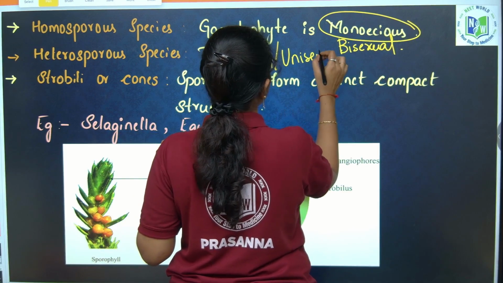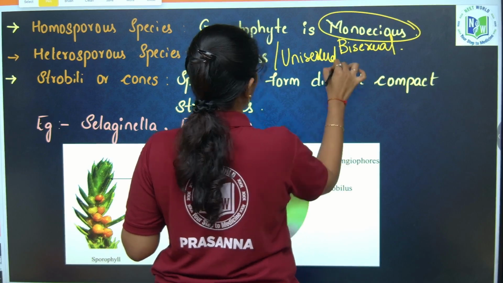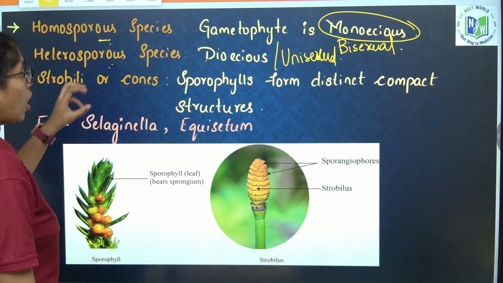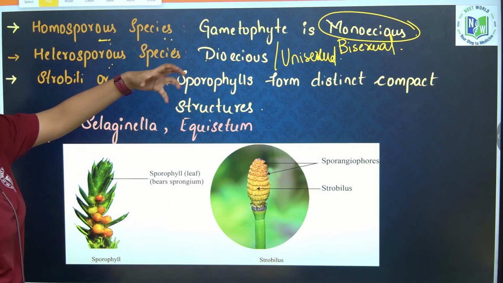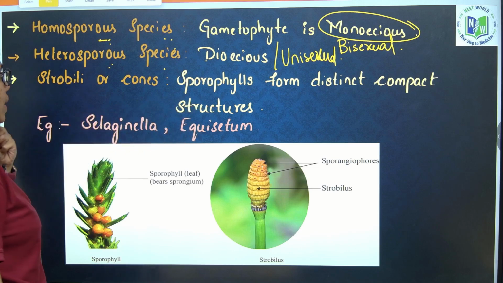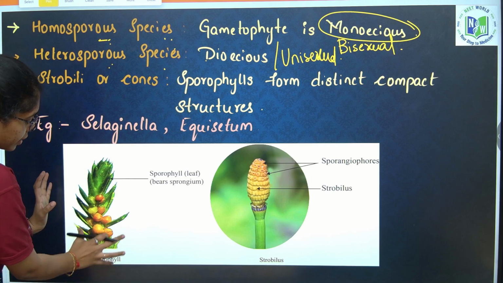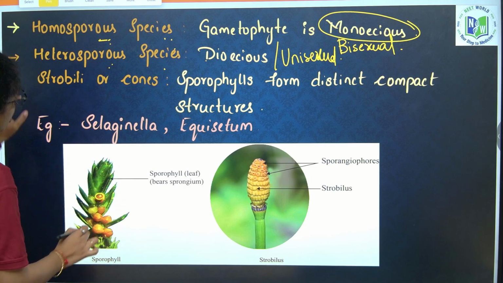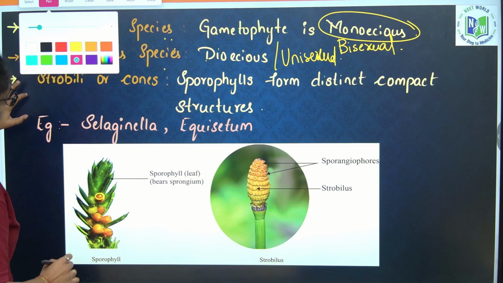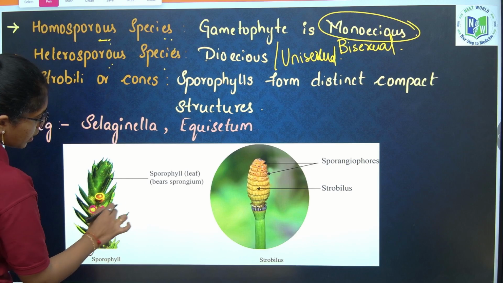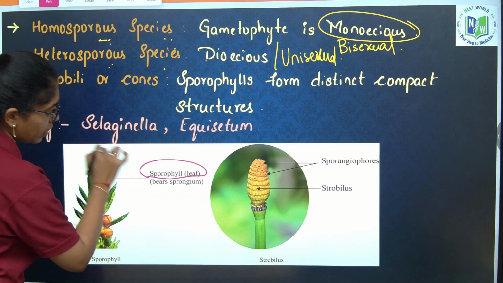The unisexual plant bodies in pteridophytes are heterosporous, releasing two types of spores, microspores and megaspores. So this is the sporophyll structure wherein the leaf-like structures are bearing sporangia. You can see it clearly, right? Leaf-like structures bearing sporangia or spores, that is why they are said to be sporophylls.